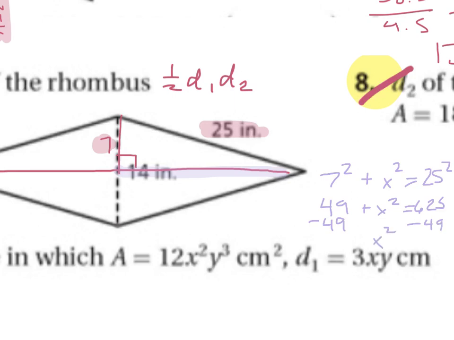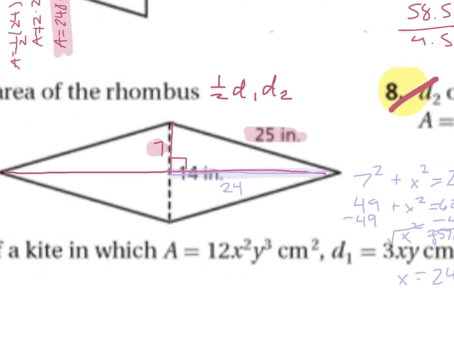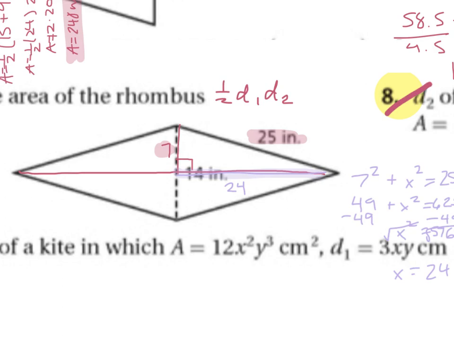And x squared is equal to 576. And then we're going to take the square root. So we get x is equal to 24. So this length here is going to be 24 inches. Now since that's only half of the diagonal, we need to multiply it by 2 to find the whole diagonal. So this whole length here is going to be 48 inches.